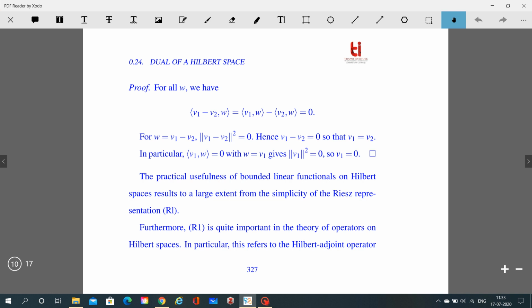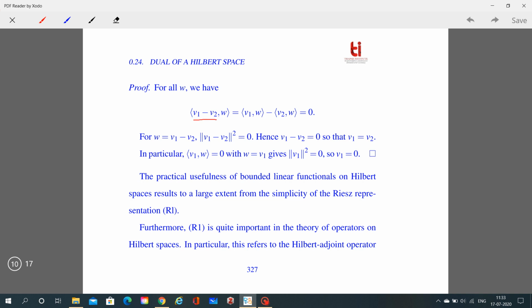So for all w we have the inner product of v1 minus v2 comma w, which can be written as the inner product of v1 comma w minus the inner product of v2 comma w, and already we have the inner product of v1 comma w equal to the inner product of v2 comma w, so this is equal to 0.